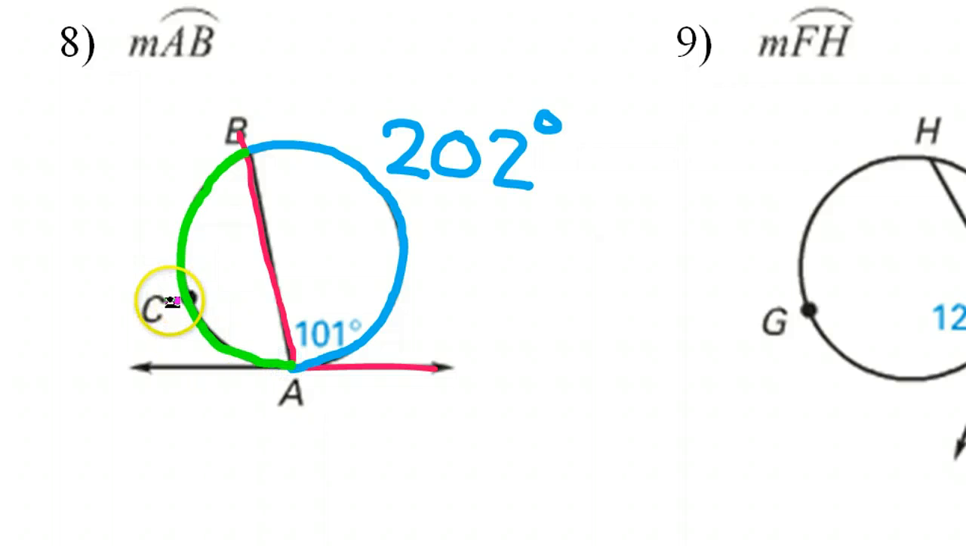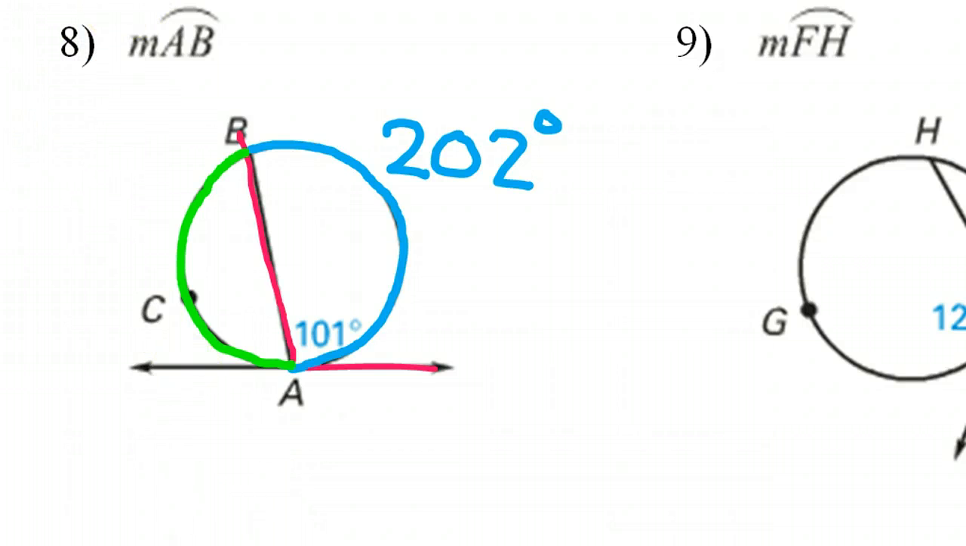Now, what's the point of having this point C here? I don't know. Ignore the point C. It's not doing anything. So they're asking us for the green arc. But that's easy enough to find. Together the blue and the green make up the entire circle, so I can just subtract from 360.